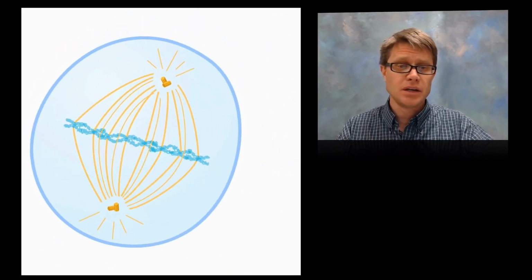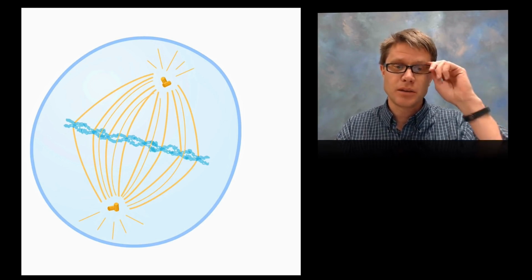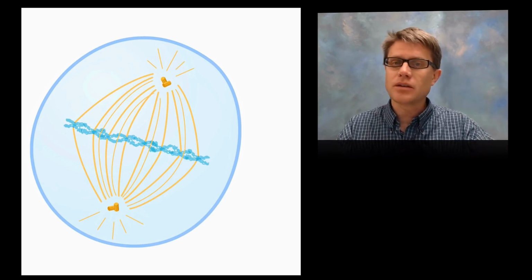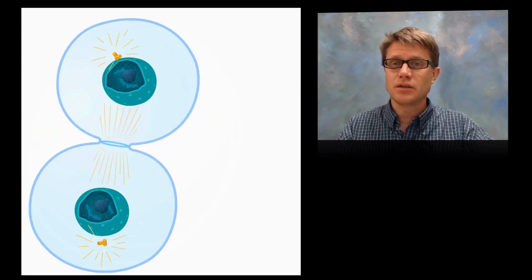What happened now is that they've all lined up right across the middle. There's a straight line along the middle of the cell. Watch what happens now to those sister chromatids. They're pulling apart, and now they're going to each of their individual nuclei.